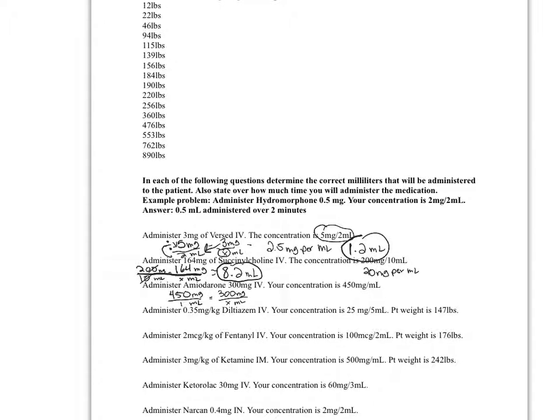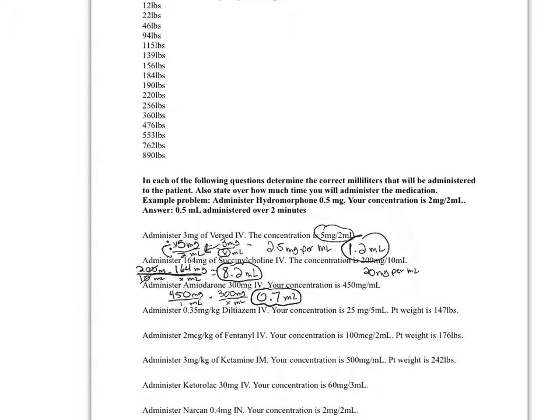So 300 times 1 is going to be 300. And then 300 divided by 450, that's going to give me 0.7 milliliters. And that makes sense because I have 450 total milligrams per milliliter, so I'm just going to give 0.7 of that. Okay, so there is step 1 for how to get simple concentrations down to their per milliliter, and how to get from milligrams to milliliters when we're administering a medication.